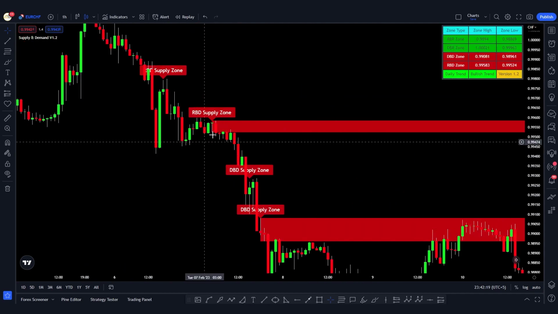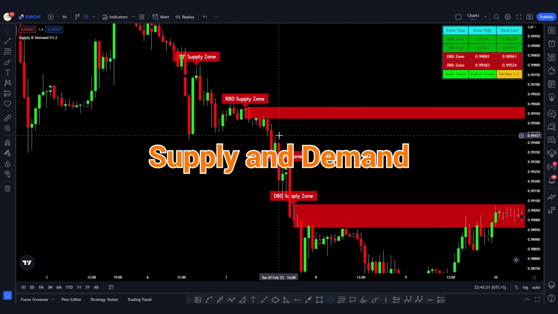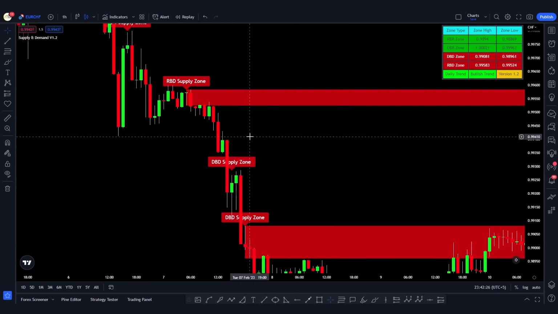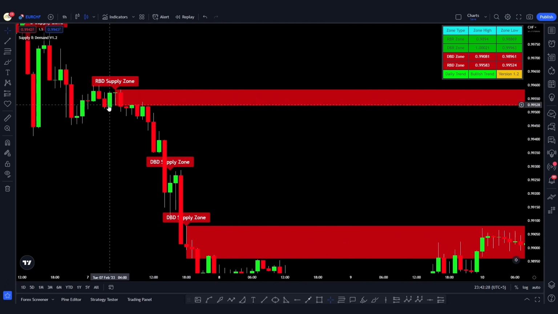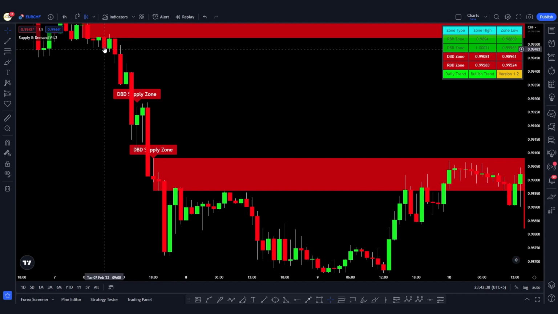Now what's cool about this indicator is that it draws the supply and demand zones automatically on the chart, and it allows us to take pinpoint entries. For example, here you can see that there is the formation of this rally base drop supply zone, and after the formation of this supply zone, the market picked the pending orders from this supply zone here, and then after that there was a big bearish move in the market.